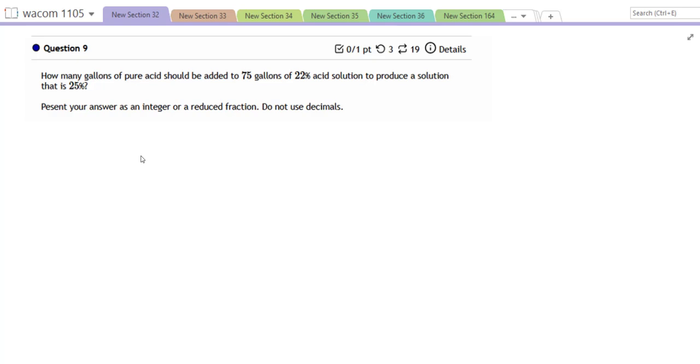We're going to look at this problem. It's in the systems section, but it's actually not a systems question. You're going to do a mixture, and you're going to use how many gallons of pure acid. So you don't know, so you're going to do x gallons. Pure means it's going to be 100%.